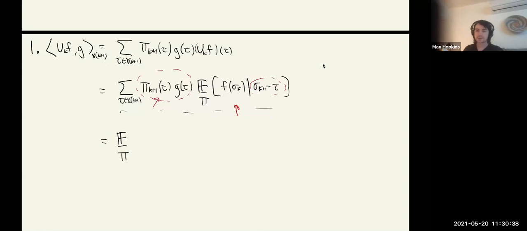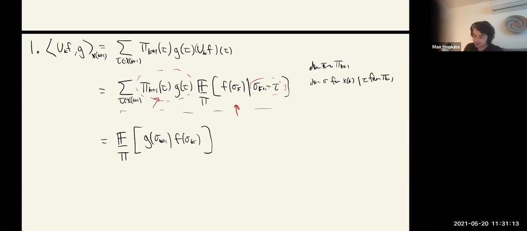And so we could just look at the expectation over the joint distribution of G of sigma k+1. We draw the k+1 face, and then we draw the k face, F of sigma k. So the point is, in this version, we draw tau from pi k+1, then we draw the k face sigma from X k conditioned on the fact that we drew tau from pi k+1. And this is the same as drawing from the joint distribution. So we just get this expectation over the joint distribution.